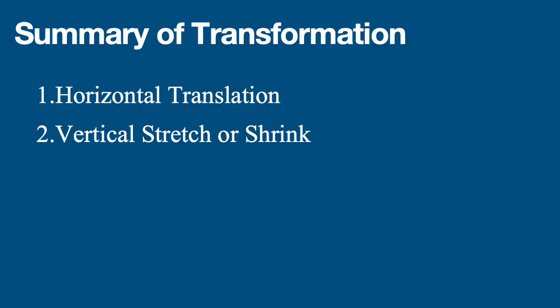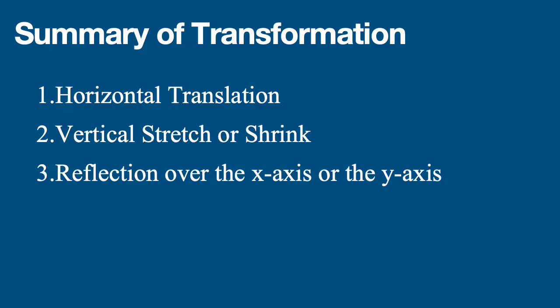Let's summarize the transformations we studied. This is the order you consider when you transform a function. First is horizontal translation, which means shifting left and right. Second is vertical stretching or shrinking. Third is reflection over the x-axis or y-axis. The last one is vertical translation. Please keep in mind, you should keep this order to figure out the whole transformation.